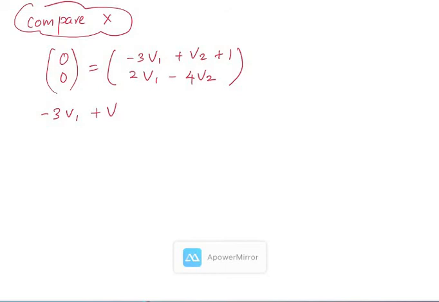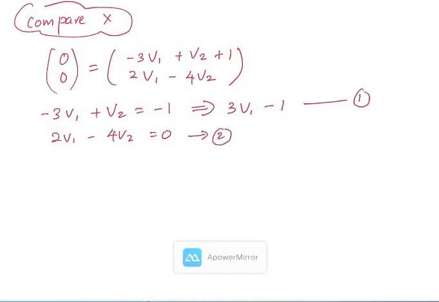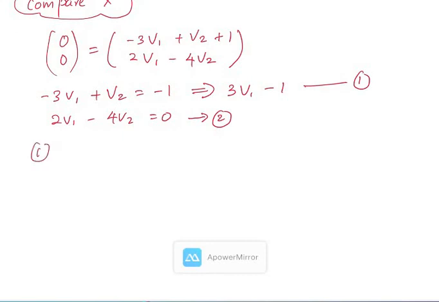Minus 3v1 plus v2 equal to negative 1. 2v1 minus 4v2 equal to 2. So this one is 3v1 minus 1. So I assume this is 1 and this is 2. So equation 1, write down into 2. So I get 2v1 minus 4v2 equal to 0. And I substitute the value of v2. Oh, sorry, this is v2 equal to 3v1 minus 1.